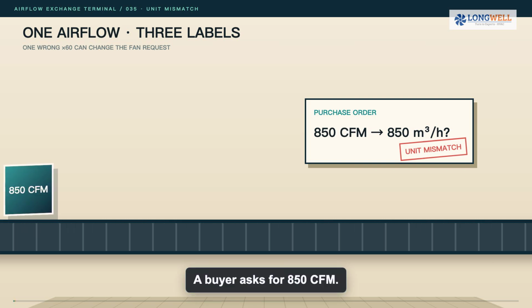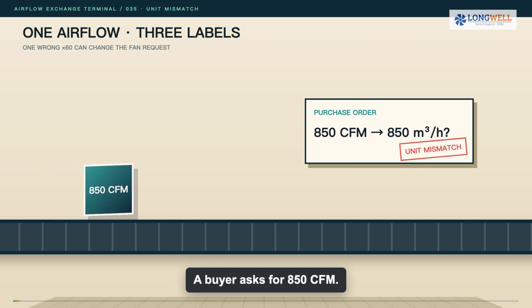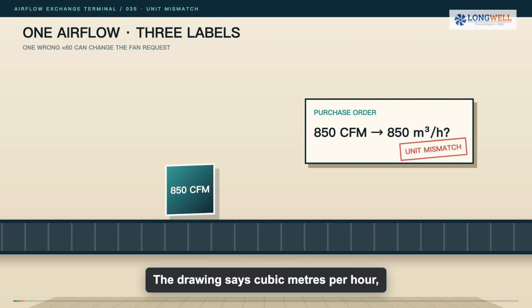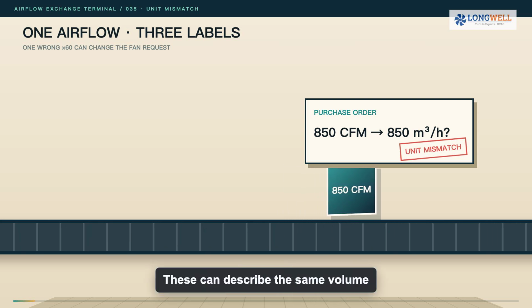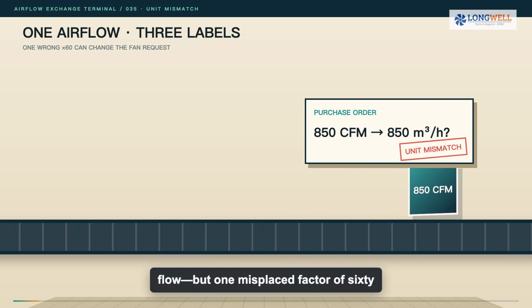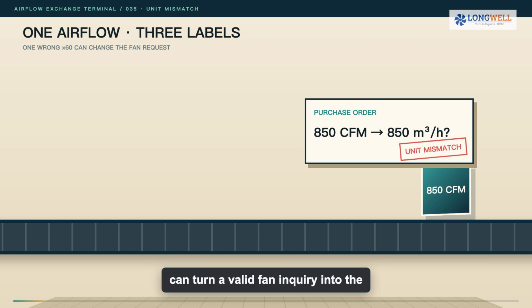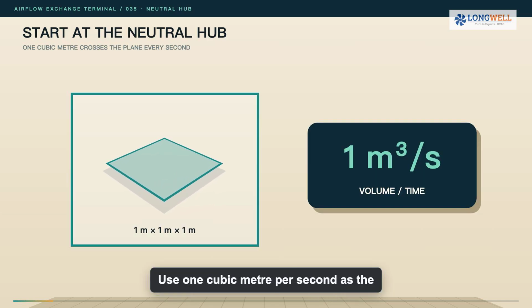A buyer asks for 850 CFM. The drawing says cubic meters per hour, and the test report uses liters per second. These can describe the same volume flow, but one misplaced factor of 60 can turn a valid fan inquiry into the wrong selection. Use 1 cubic meter per second as the neutral hub.